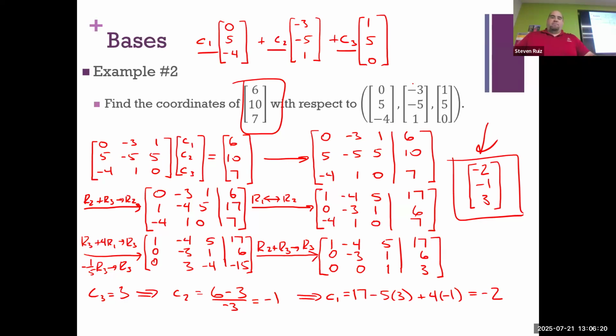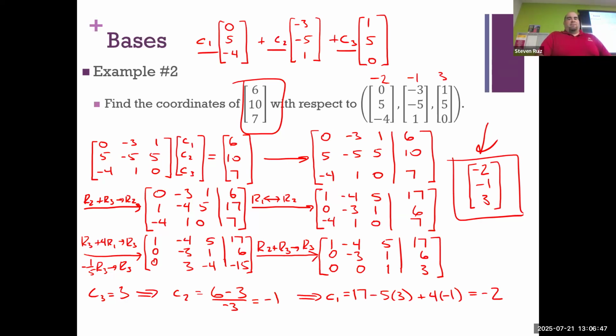Multiply that set of vectors, and then you'll get the (6, 10, 7). So how many of this first vector do I need? -2, -1, and 3. So basically, the coordinates tell you exactly what linear combination makes the target vector. In this case, that's (6, 10, 7). I just wanted to refresh that.